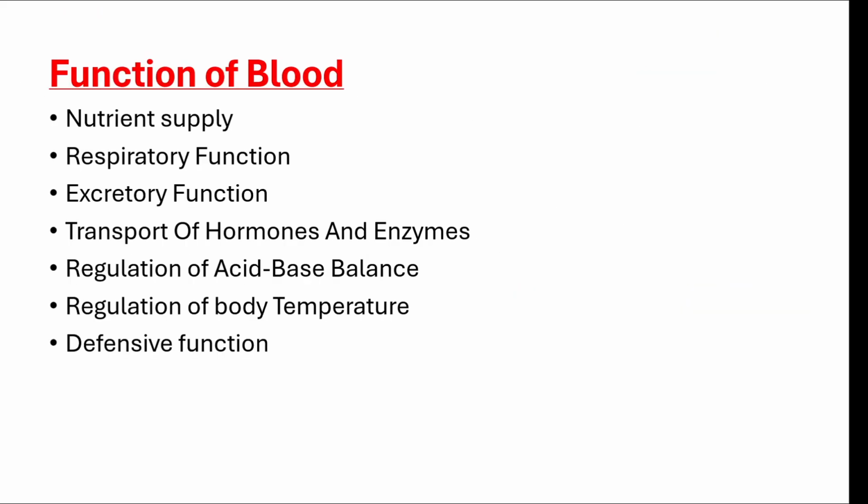Then functions of blood. There are various functions of blood, including nutrient supply, that means nutrient supply through the blood to the organs, then respiratory function, that means oxygen and carbon dioxide gas exchange, then excretory function, where the waste products from the tissue go to the kidney and filtration occurs, through which metabolic products are removed from our body through the urine.